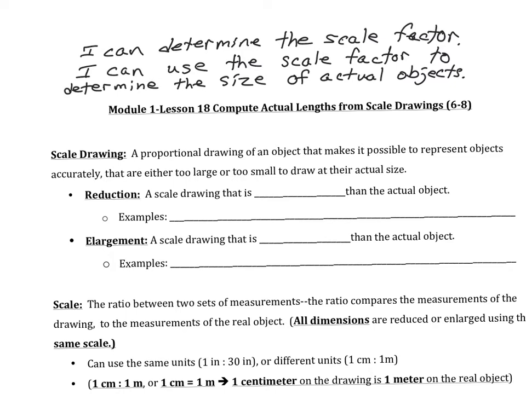Okay, so a couple of things, a couple of definitions here. Scale drawing, a proportional drawing of an object that makes it possible to represent objects accurately that are either too large or too small to draw at their actual size. So a reduction, a scale drawing that is smaller than the actual object. A great example of that is a building.